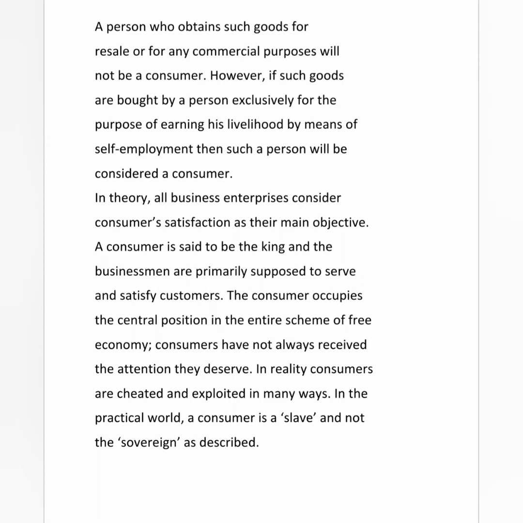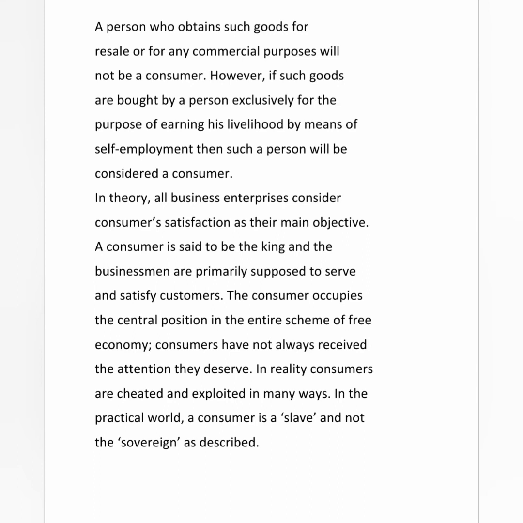If a person purchases goods for resale or for any commercial purpose, he will not be termed a consumer. However, if he is buying only for the exclusive use of his livelihood, then only will he be termed a consumer. In theory, all business enterprises consider consumer satisfaction as their main objective. So, a consumer is said to be the king of the business.